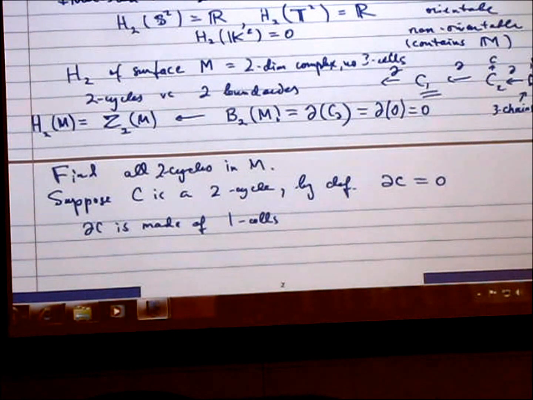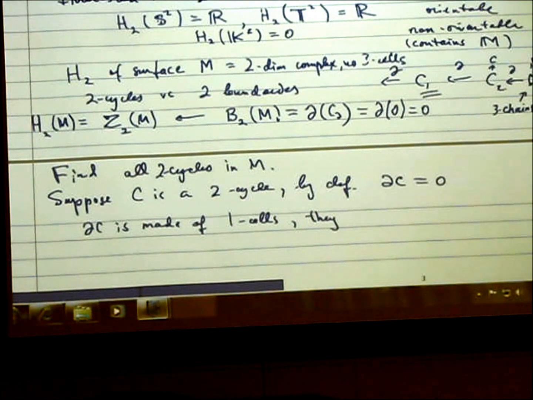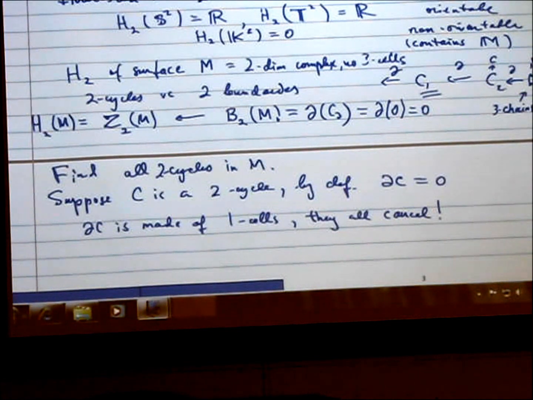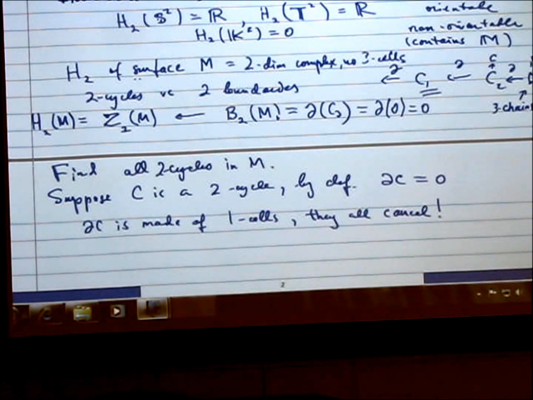Now we want to find out, if we assume that it is a cycle, what can we tell about it? It is made of one cells, and the point here is that they all cancel. A bunch of one cells, and they all cancel. This is where the fact that we're talking about surfaces comes into play. The first fact about surfaces is that there are no three cells. We just used it. What else do we need to know about surfaces?